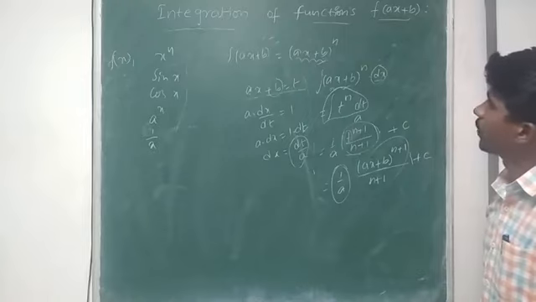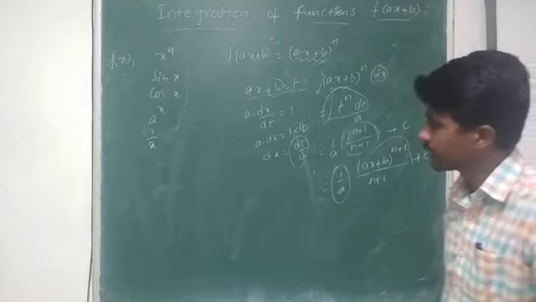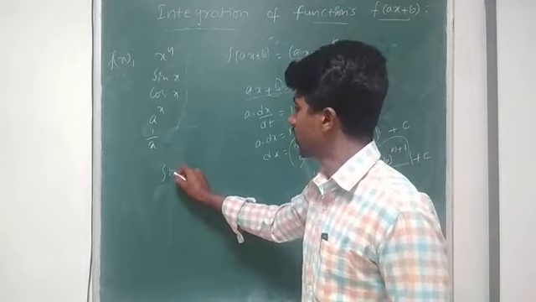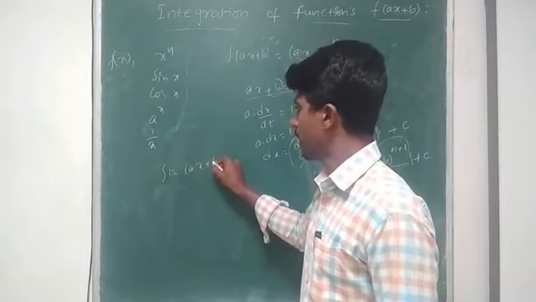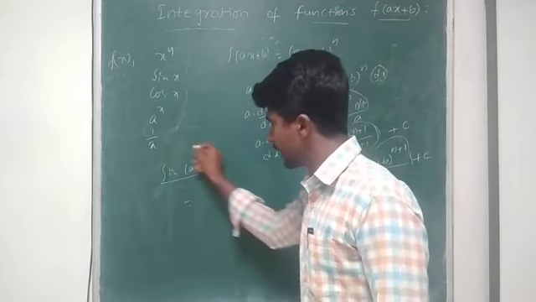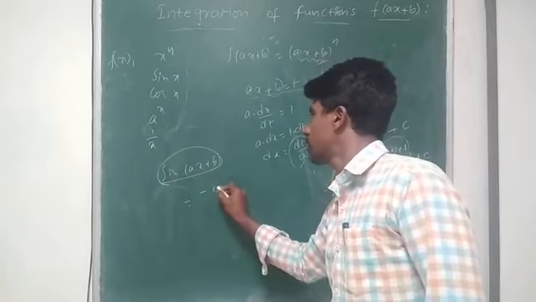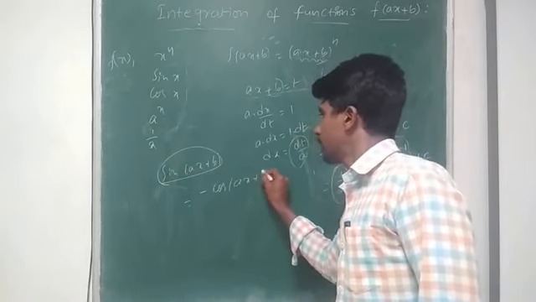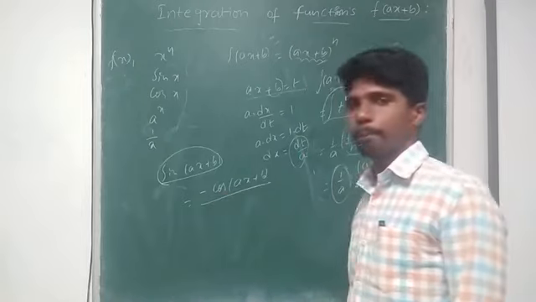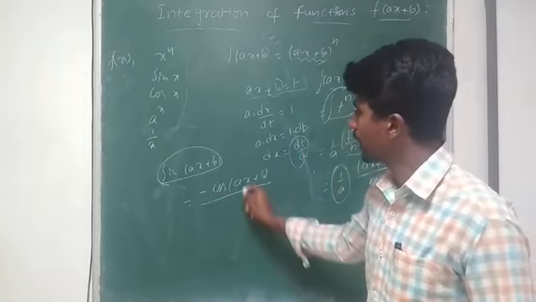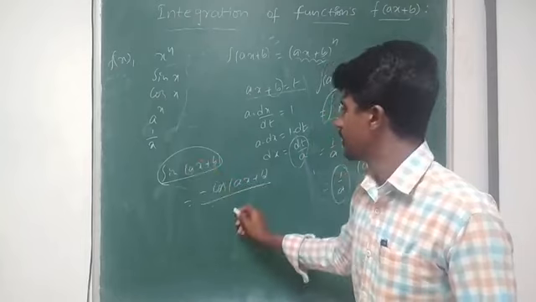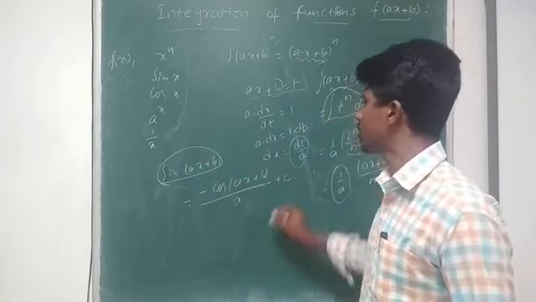Okay. So likewise, if I have sine of ax plus b, what is the integration of sine of ax plus b? Its integral is nothing but minus cos of (ax plus b) by the coefficient of x. What I have is a as the coefficient of x, so I have to divide by a, plus some constant c.